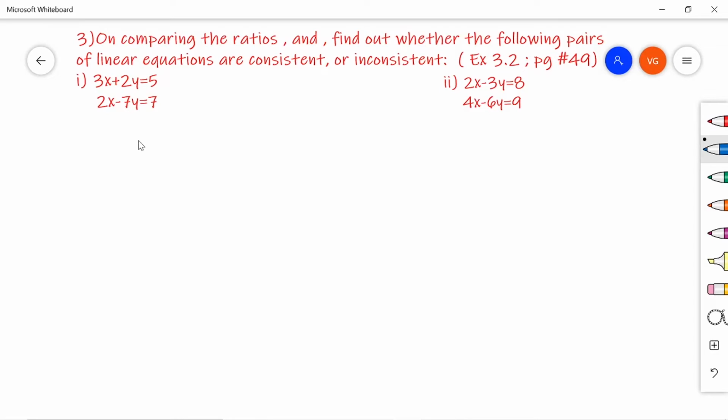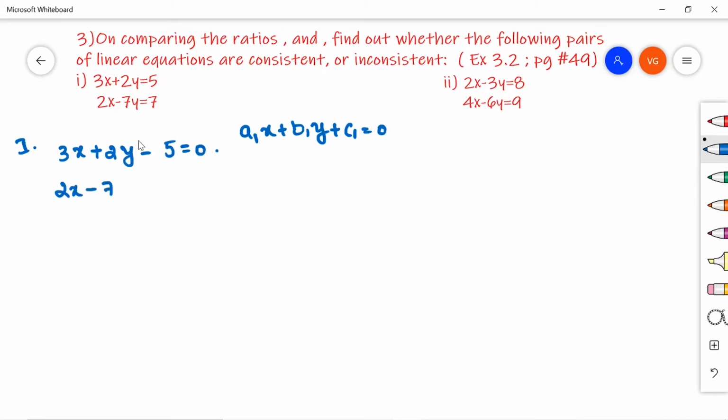Let us solve. So the first set of equations they are giving are 3x plus 2y is equal to 5 and 2x minus 7y is equal to 7. So this is not according to the form a1x plus b1y plus c1 is equal to 0. So now try to write the two equations in this form, that is 3x plus 2y minus 5 is equal to 0. Similarly, 2x minus 7y minus 7 is equal to 0.